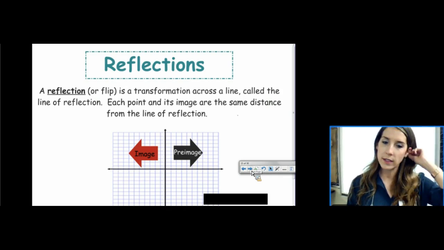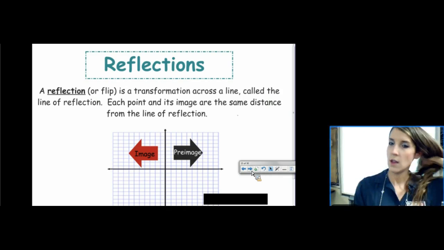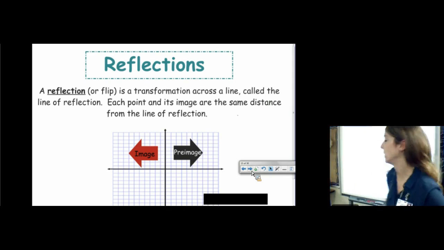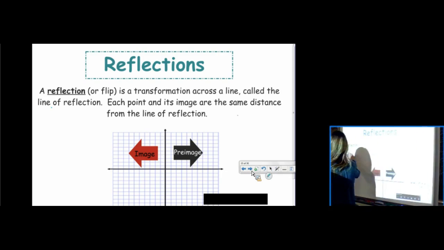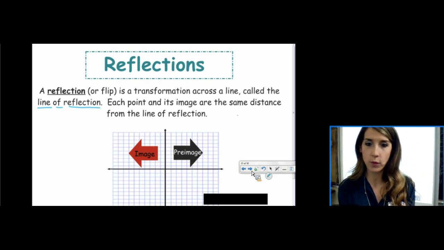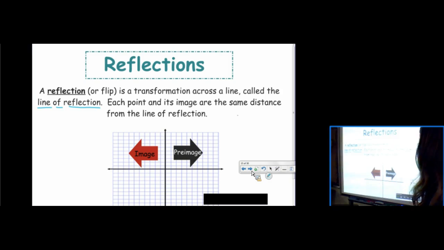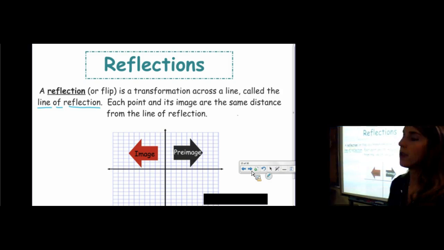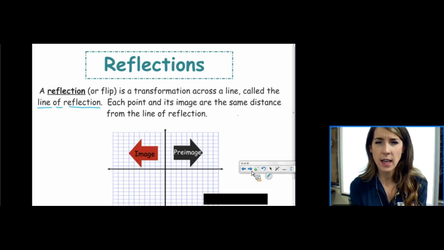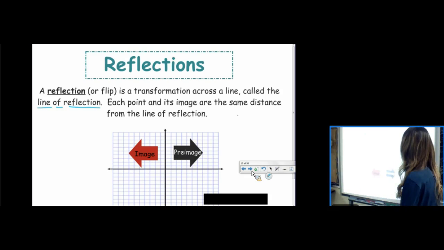Reflections. Look in your notes where it says reflections and fill in those blanks. A reflection or a flip is a transformation across a line called the line of reflection. There's no such thing as a point of reflection. It has to be a full line. Each point and its image are the same distance from the line of reflection. What's that called when points are the same distance from a line? Another word for that, fancier word. Very good. Equidistant is a wonderful word for that.